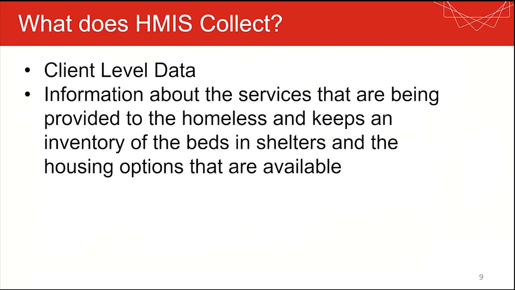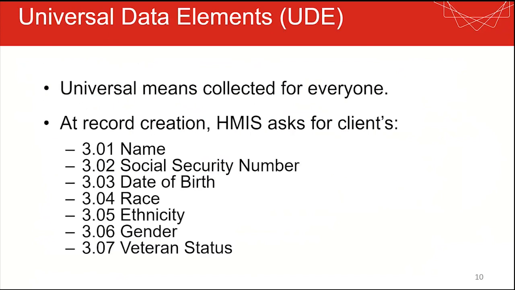Clients also have the right to review notices about disclosing their information in HMIS. You may ask yourself, what exactly is HMIS collecting? It collects client level data, which includes things such as client demographics, name, age, and ethnicity. It also takes into account information about the services that are being provided to the homeless and keeps an inventory of the beds and shelters and the housing options that are available.